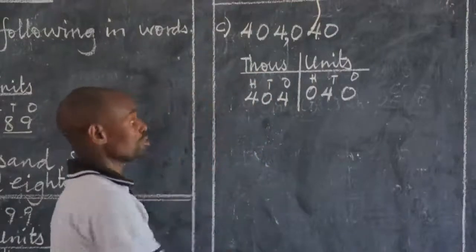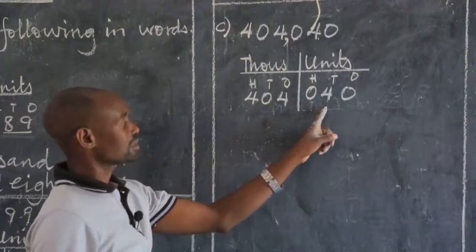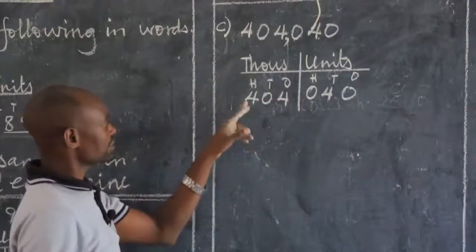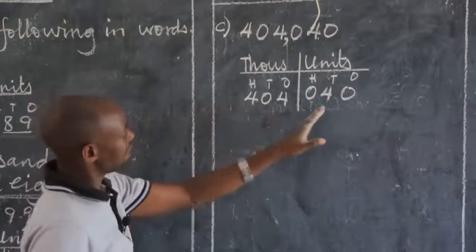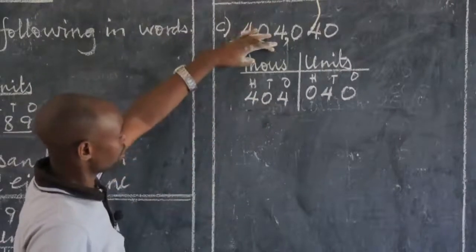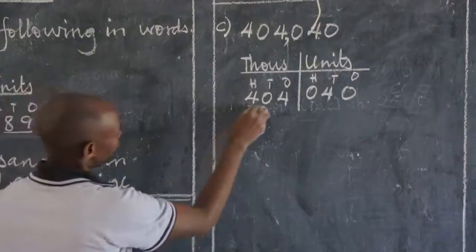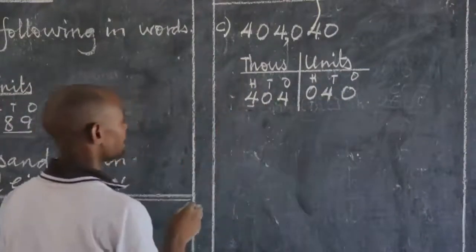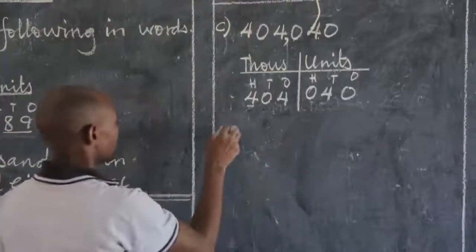So if I told you to read what is under units alone, how do you read this? It becomes what? 40. What about under thousands alone? 404. But the difference between what is here and this one is that after reading this one, you mention the place value on top, then you read this one as usual. So this one will be 404,040.